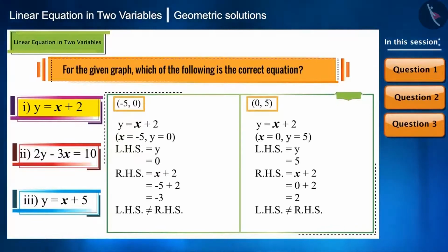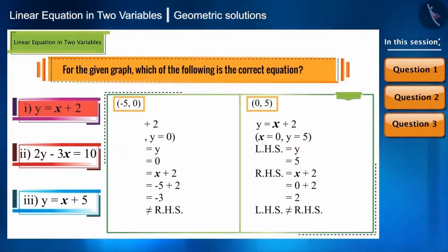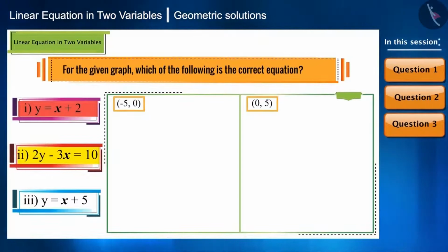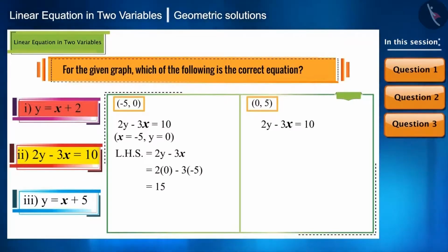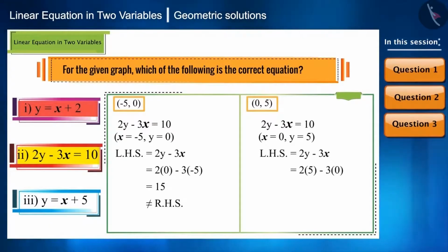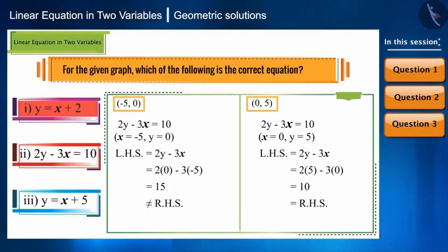Replacing x and y with these coordinates in equation 1 is not satisfying the equation. Similarly, equation 2 is not satisfied when x and y are replaced by -5, 0 coordinates. But replacing the coordinates x and y with 0, 5 is making the LHS equal to RHS. So is this the equation of this line? No. Only when both the coordinates satisfy the equation, we can call it the equation of the line.